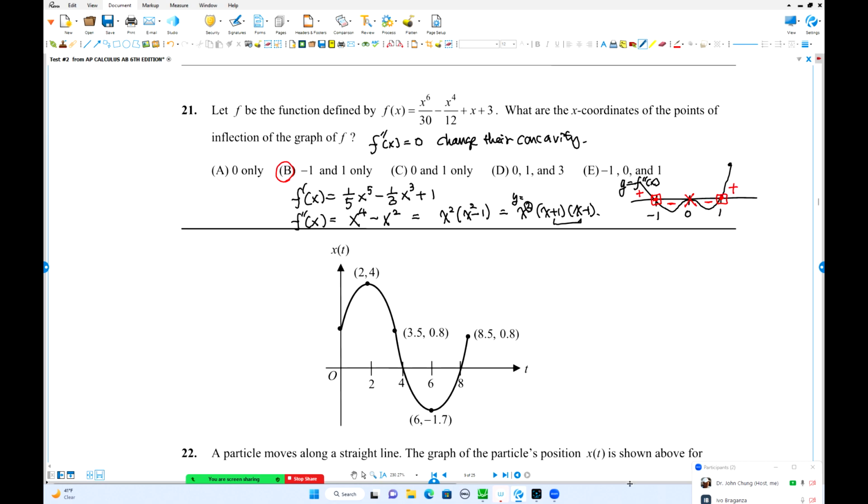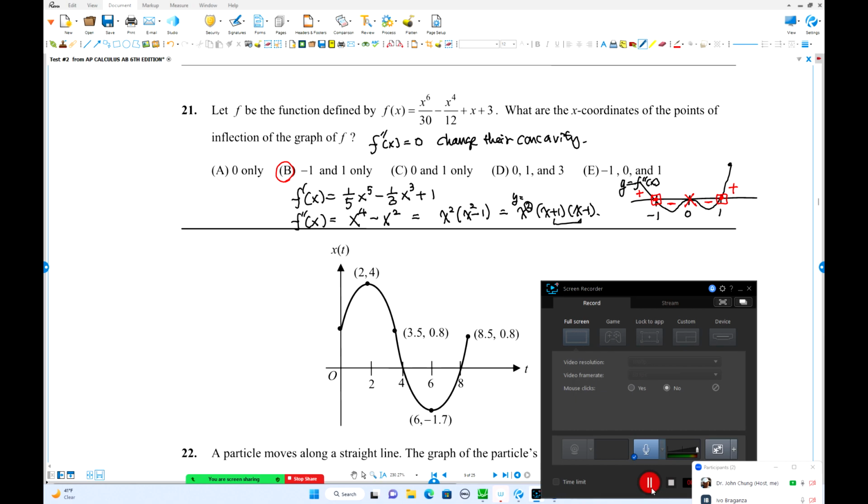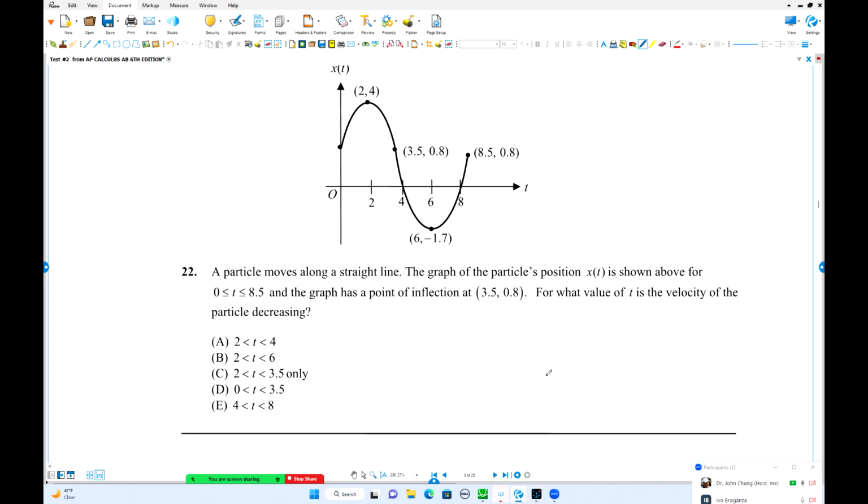Okay, try to figure out this one, okay? A particle moves along a straight line. The graph of the particle's position x(t) is shown above for 0 up to 8.5. The graph has a point of inflection, and this is the point of inflection, right? Concave down, concave up, right? That's right. For what values of t is the velocity of the particle decreasing?